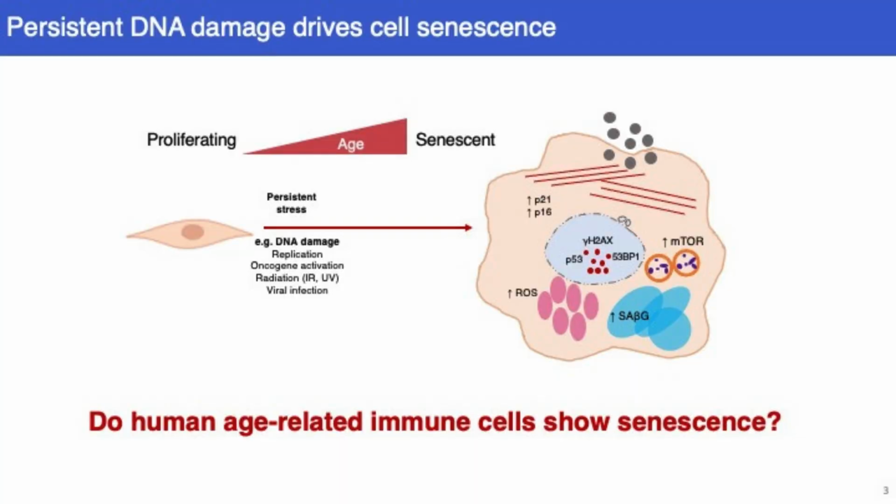Cell senescence is when we have a very healthy, happy proliferating cell. We'll have lots of those when we're young. But over time, they'll experience some kind of persistent stress, including something that drives DNA damage, like radiation, viral infection, which also induces DNA damage, or other kinds of stresses. And this will lead to either cell death or cell senescence.